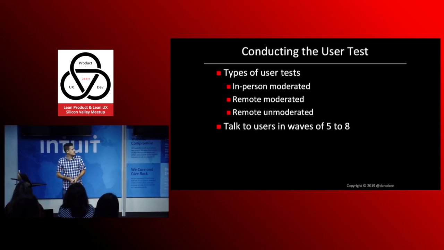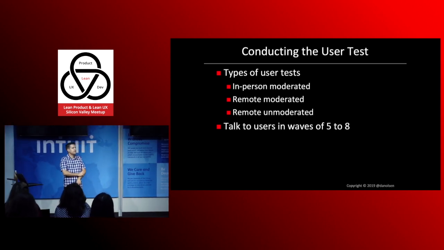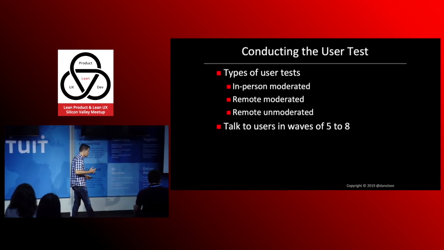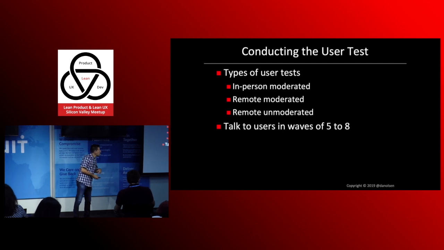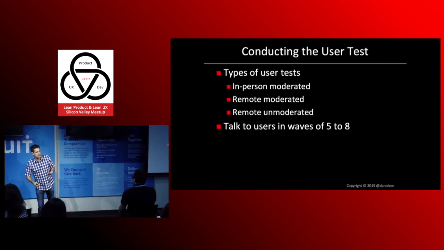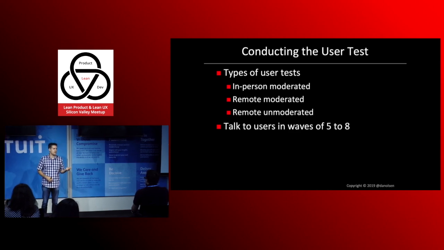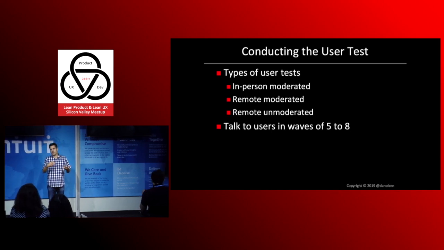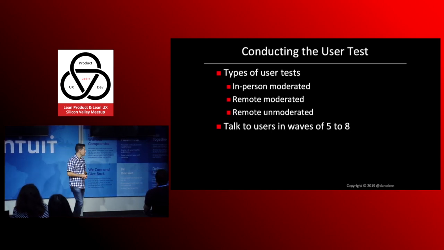The first is in-person moderated. In-person moderated, you and the customer are there in the same location at the same time, and you are moderating them through the test, right? So you can dynamically react to things that you see or questions that come up or ask questions dynamically. Remote moderated is you're doing it at the same time, but you're just not in the same place. You're using Zoom or some other screen sharing video tool so that you can see their screen as they use the prototype or the live product, and you can communicate via the audio and video.